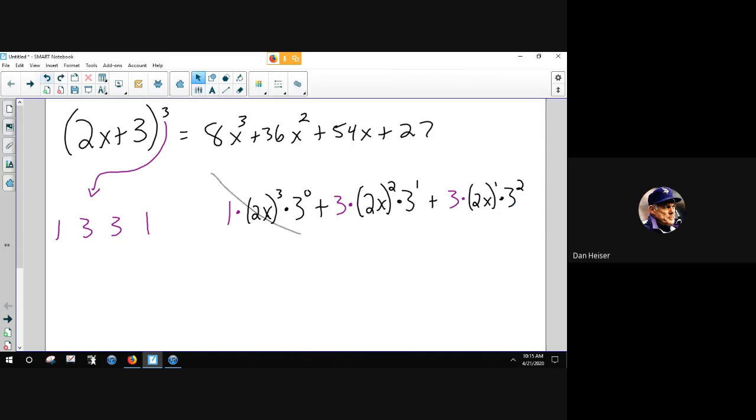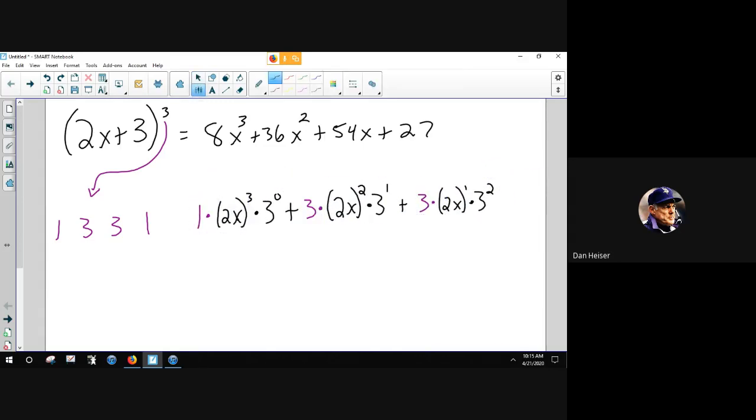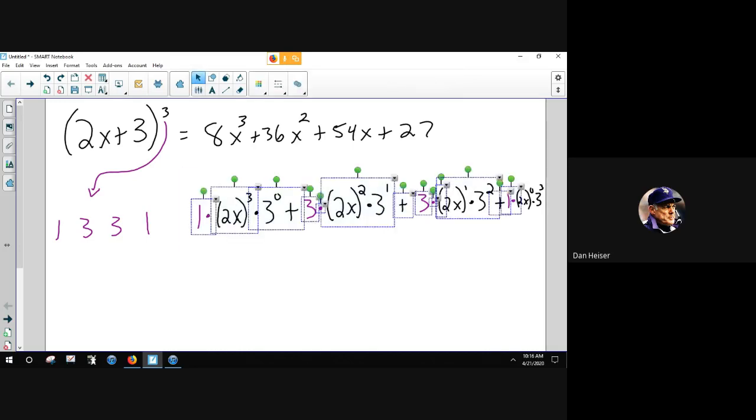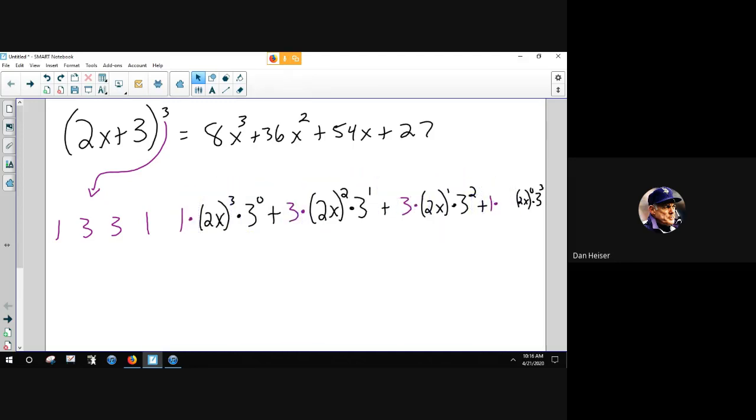Let's try that again. I'm going to slide these over a little bit so I have a little more room here for my last term, 27. Pascal's triangle has a 1 in that spot. So I divide 27 by 1. That's 27. I have 2x to the 0 and 3 cubed. Let me slide that over just a little more. There we go. 2x raised to the 0, 3 cubed.